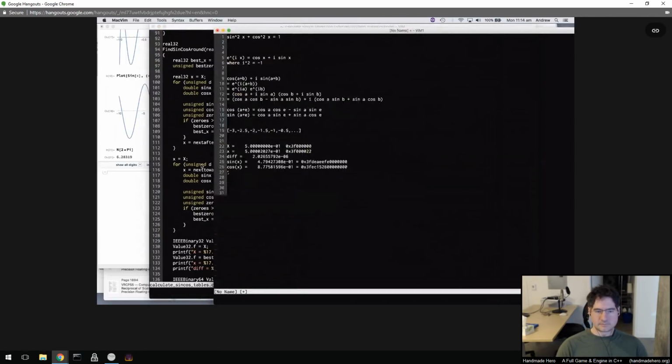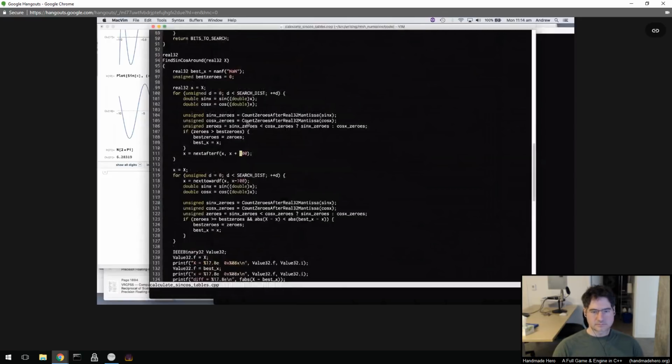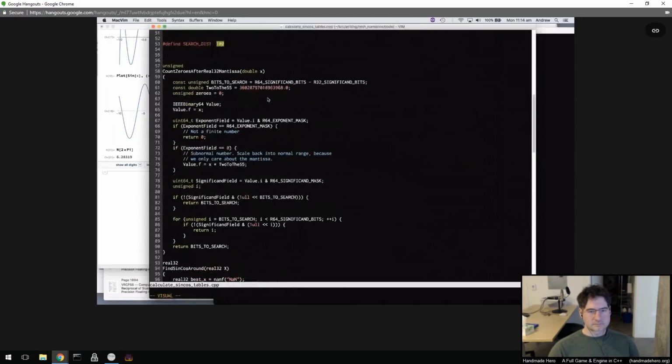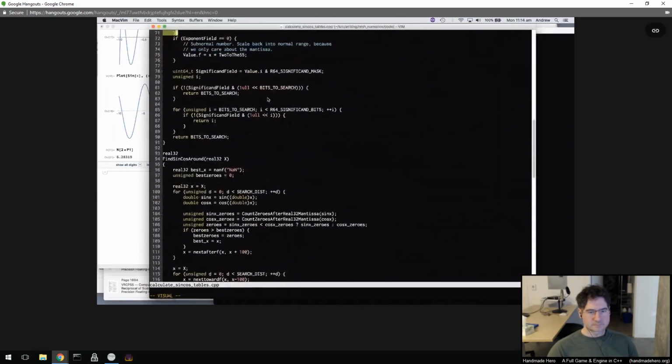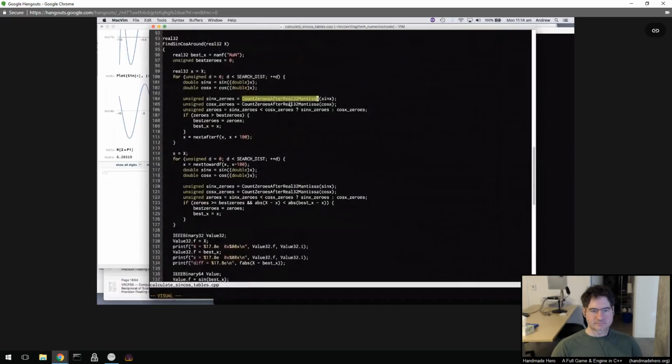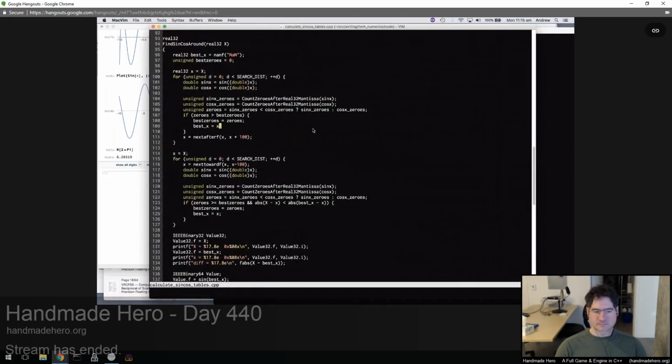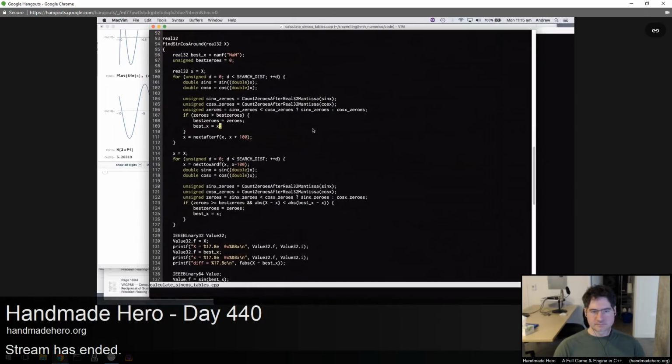In this case, I've said we'll search 100 floating point numbers in each direction, and what we want is the best one. That is, we want the one with the most zeros after the real32 mantissa. If you like, we go up to the end of the mantissa of a single precision float, then we count the zeros following, and we want the one with the most. In the case of ties, we want the one that's closest.